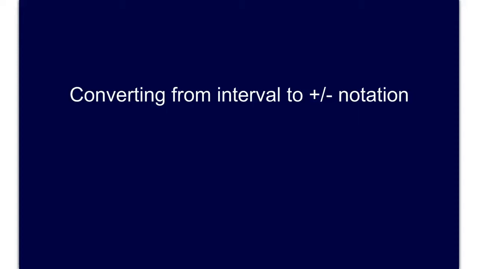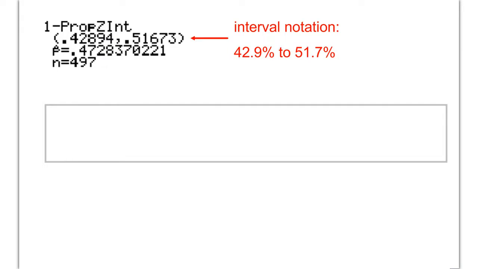We're now going to convert from the interval notation that our calculator gives us to the plus minus notation. When we get our output from our calculator, the interval notation here has a first number and a second number. The first number is where our interval starts, second number is where our interval ends. So we would interpret this as 42.9% to 51.7%.